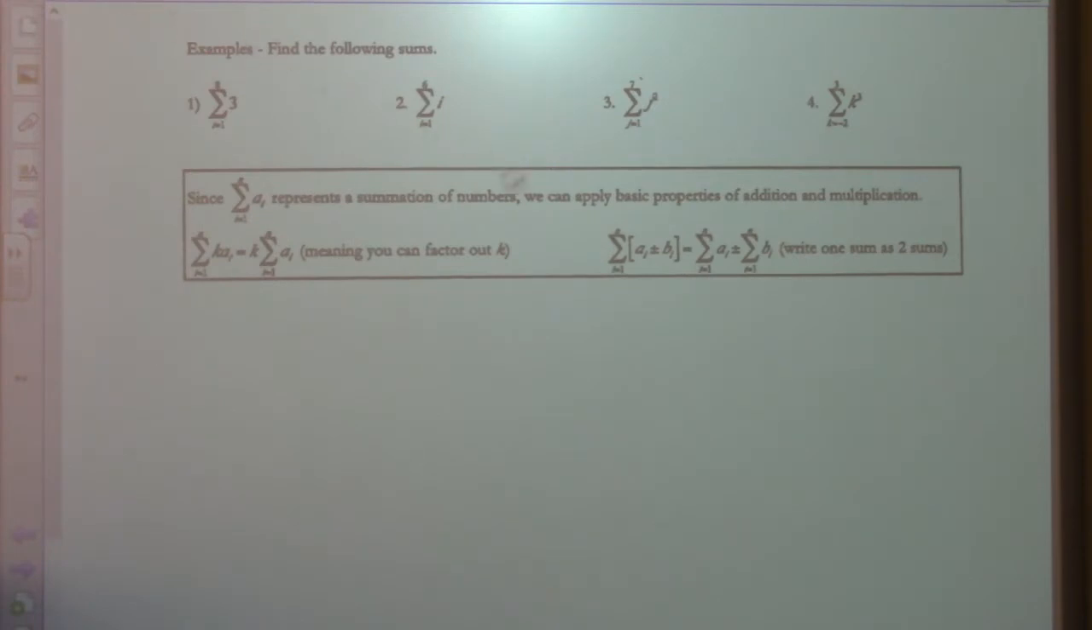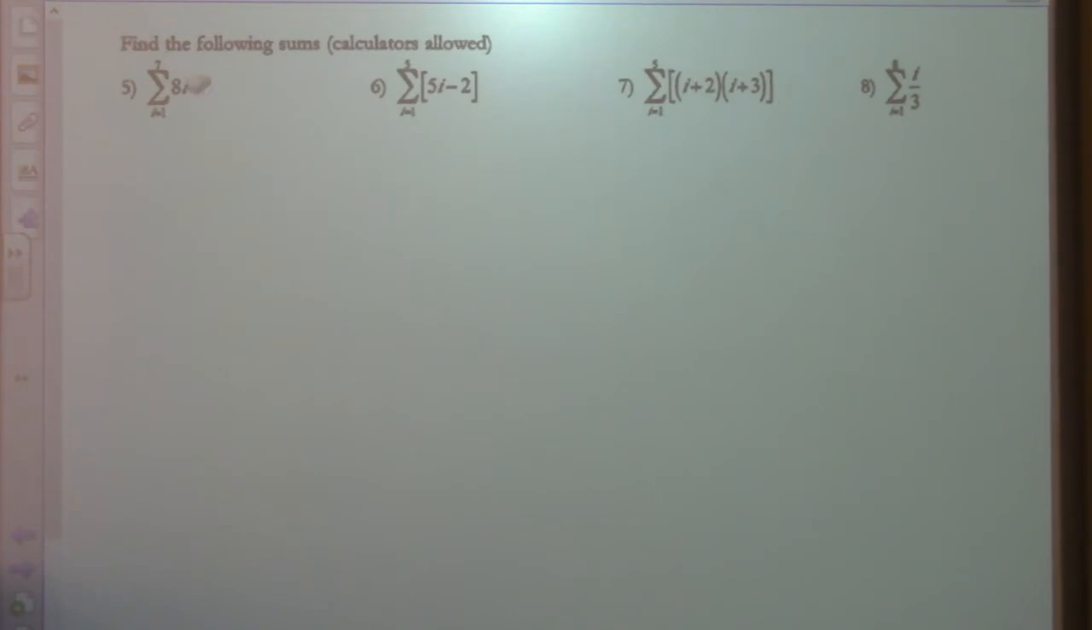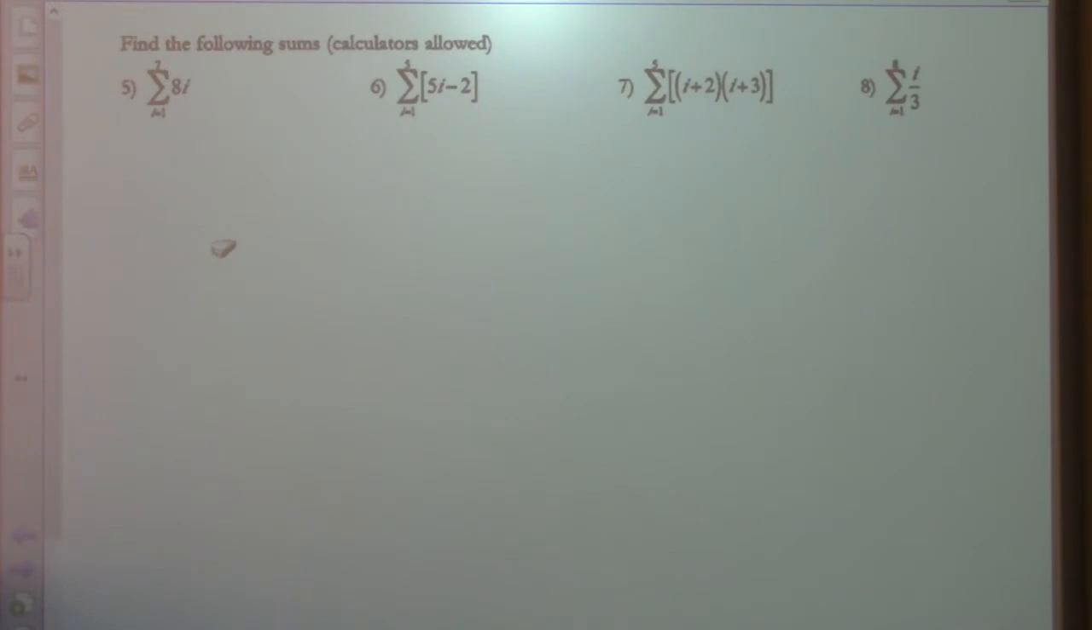So it says find the following sums, and we're going to use the calculator for most of these. Find the following sums. So let's get to one. It says find the following sum, calculators allowed. So can you get to this right here? Are you there on this? On our packet? In your packet, yeah. You have this in your packet?